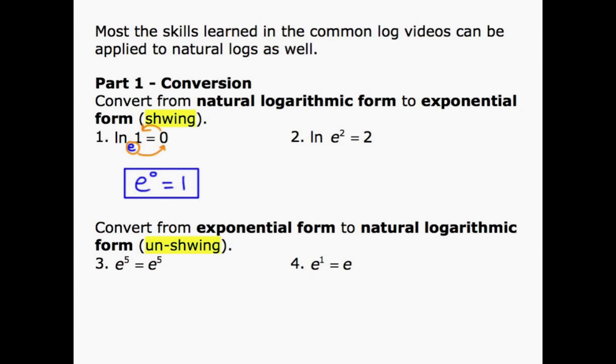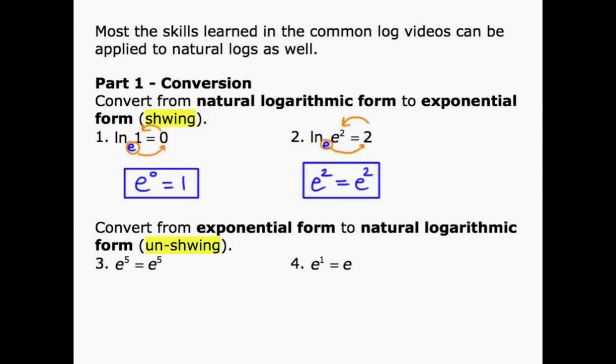Let's go to number 2, which says ln of e squared is equal to 2. Recalling that there's an implied base of e, which I'll go ahead and write in, and doing the swing, we'll start at that little e, we'll swing up to the right, and then we'll land on e squared. This will yield the equivalent exponential form of e squared equals e squared. And of course, this is also true.